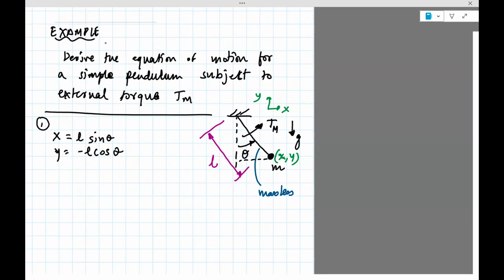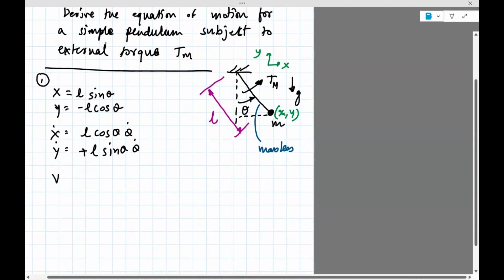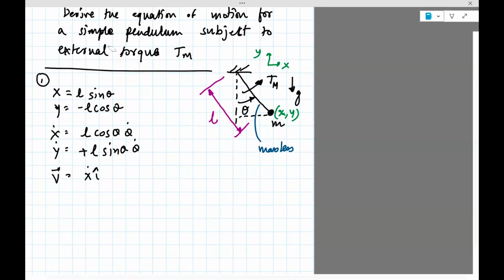Find the position. Find the velocity. So x dot is L cosine theta theta dot. Y dot equals minus L, now the derivative of cosine is negative sine, so it'll be positive L sine theta theta dot.